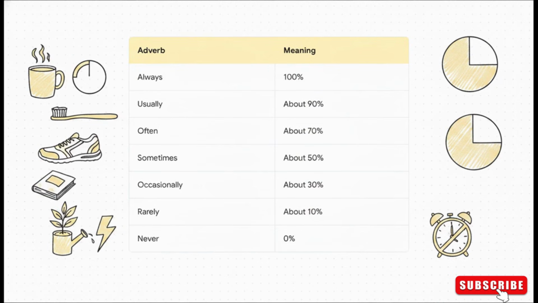Sometimes is exactly 50-50. Occasionally is 30%. Rarely is a mere 10%. And never is absolute zero. I never skip breakfast. Dropping these frequency adverbs into your sentences instantly upgrades your listener's understanding of who you are. It turns a flat, boring statement into a rich, personal detail.